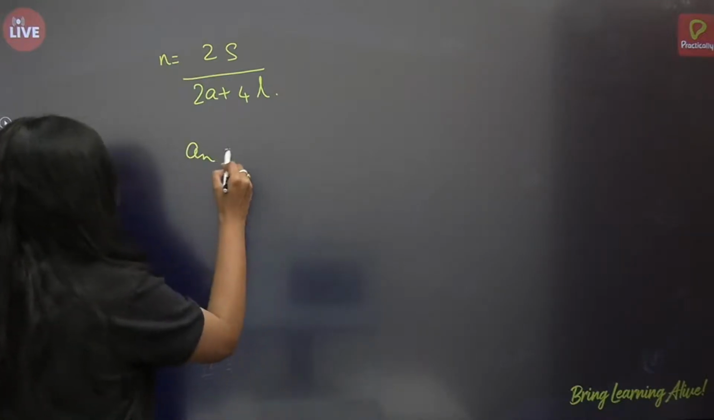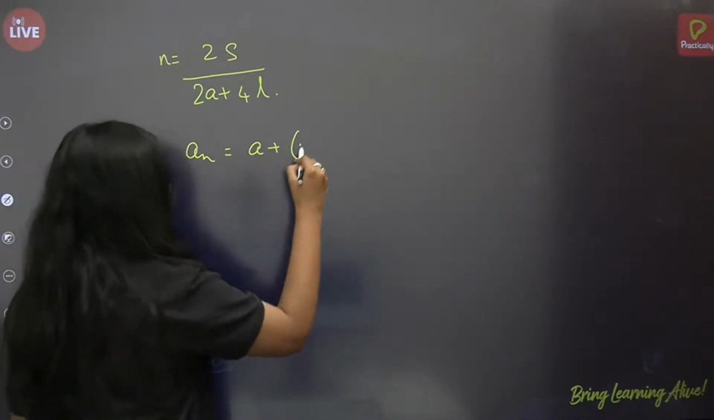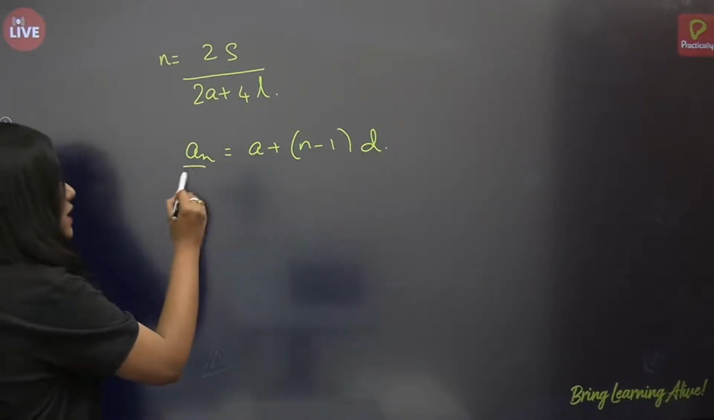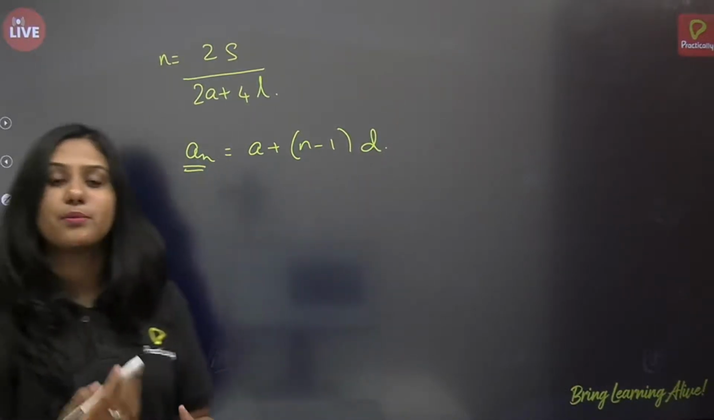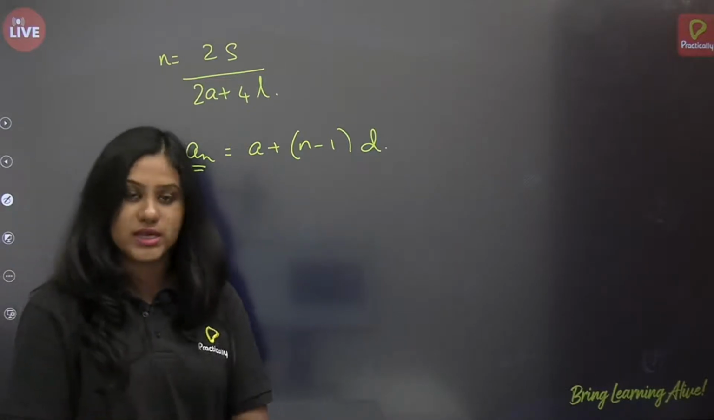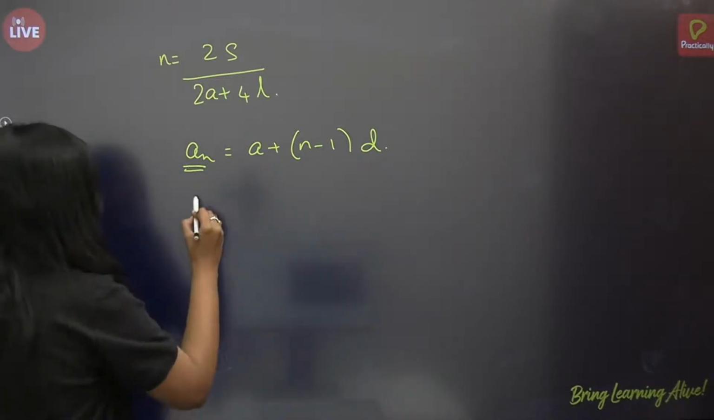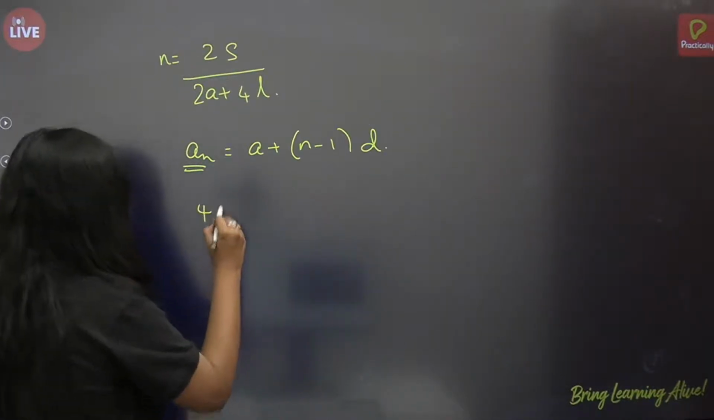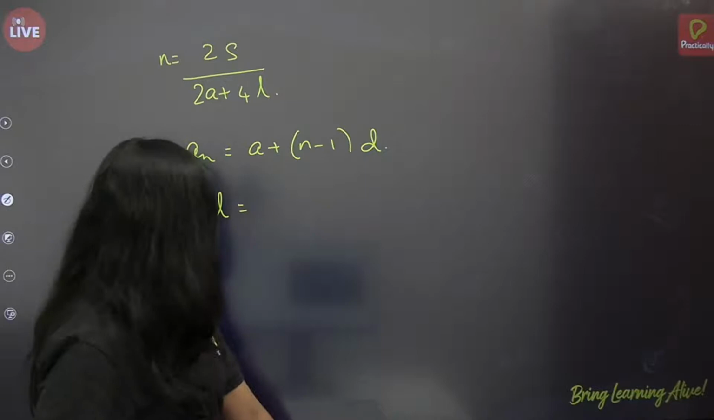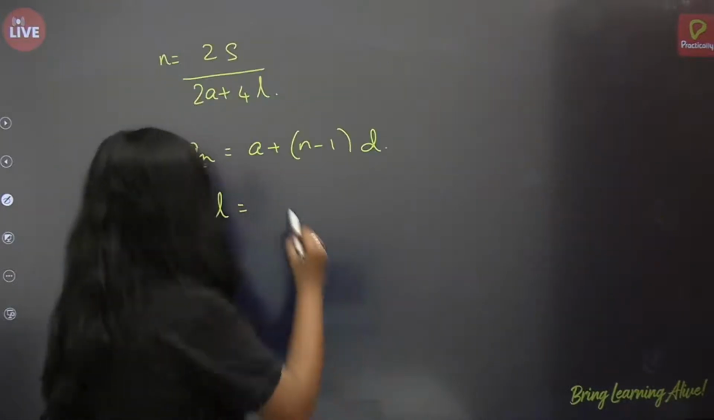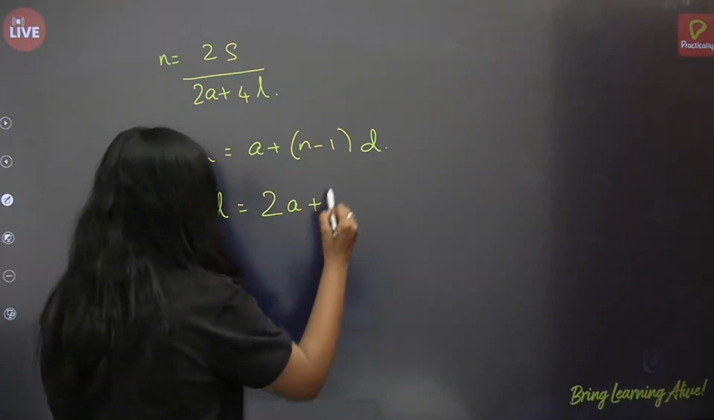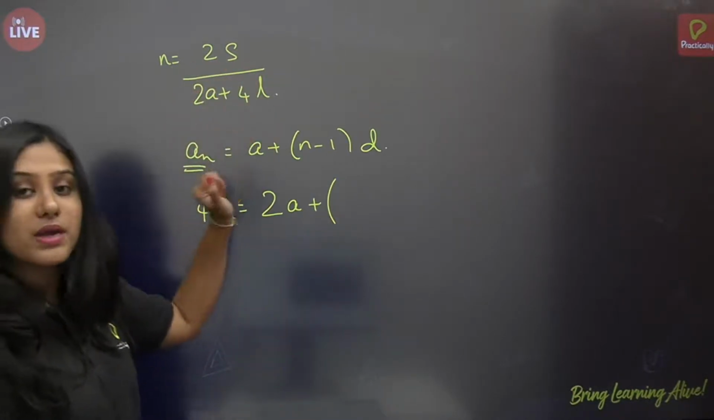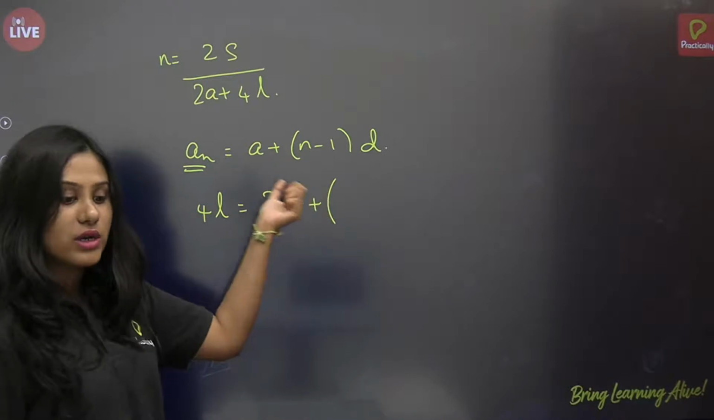Now, let us see. an equals a plus n minus 1 into d. Right? If an is the last term, can we use n as the number of terms in an AP? Of course, yes. So here, what is the L value? 4L. So 4L equals, what is the A value? 2A, plus n minus 1. What is n? 2s by 2a plus 4l. We have just found out, right?